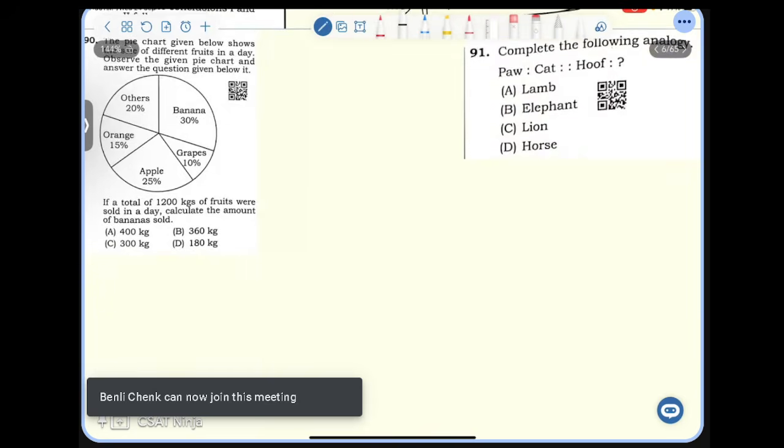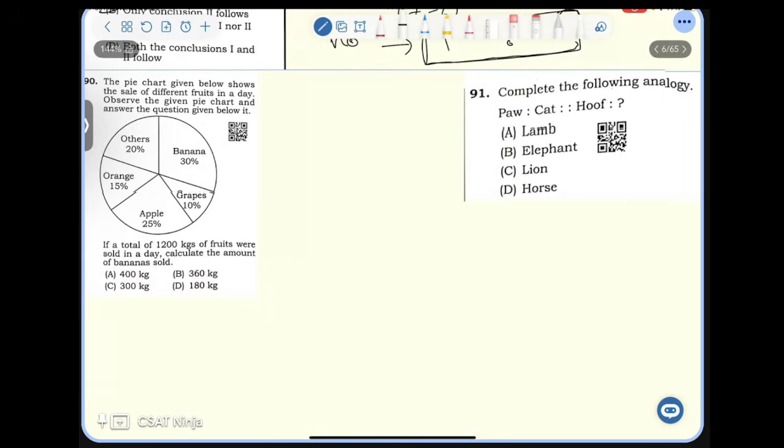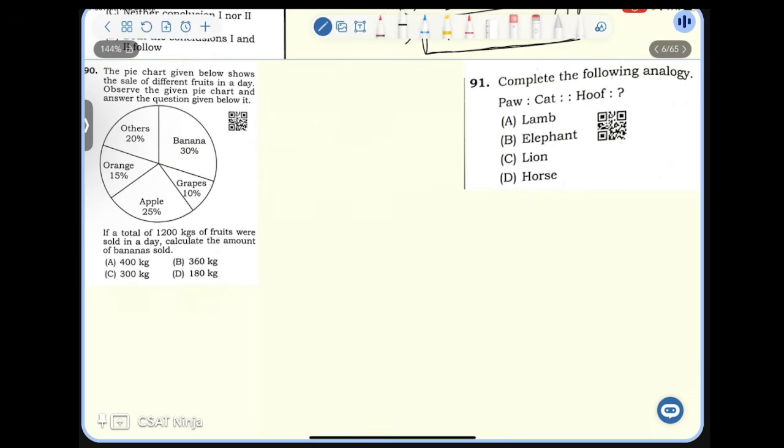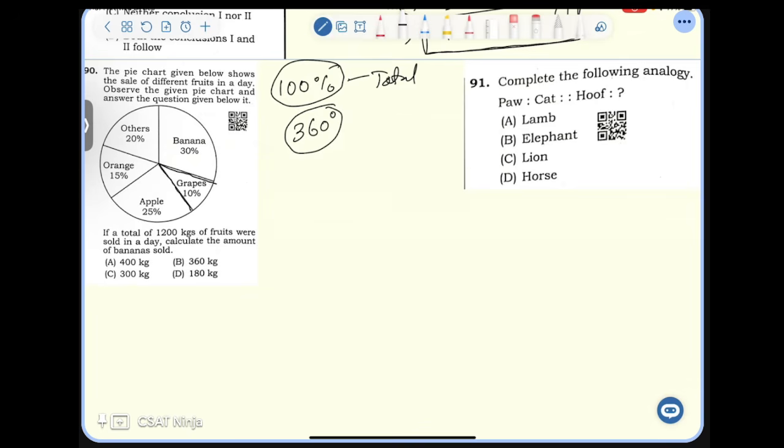Let's go to next. The most expected question for this year is this kind of question. If asked DI. In DI, there's two things. One is when it is given in terms of percentage and when it is given in terms of degree. If your value is given in terms of percentage, the total will always be 100%. But if your section, okay, this one, okay, is given in terms of degree, then it will be 360.